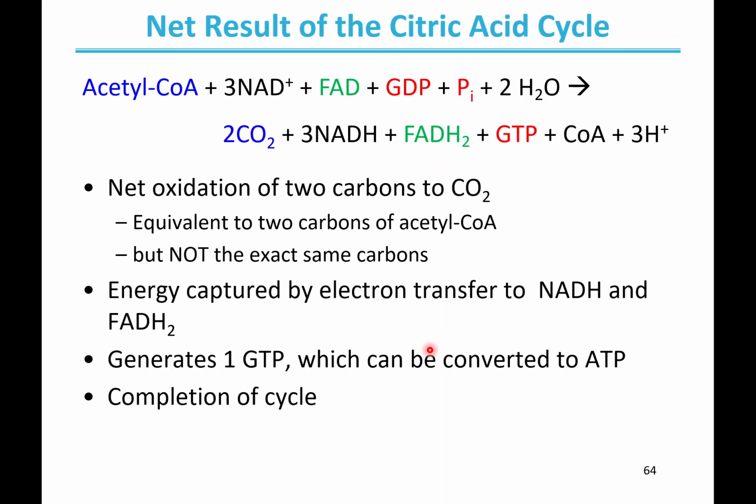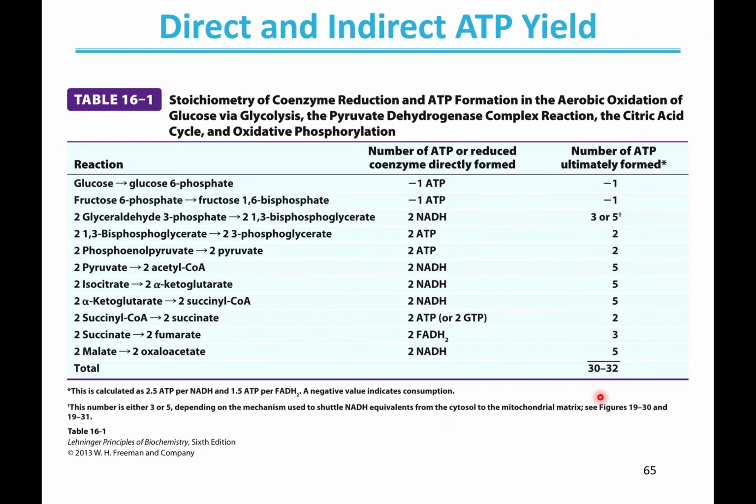The energy captured by electron transfer to NADH and FADH2, we'll see that becomes very important. It generates 1 GTP, which can be converted to ATP, but that's not really the important part of this. It's the reduced electron carriers. And that's kind of driven home in this table.